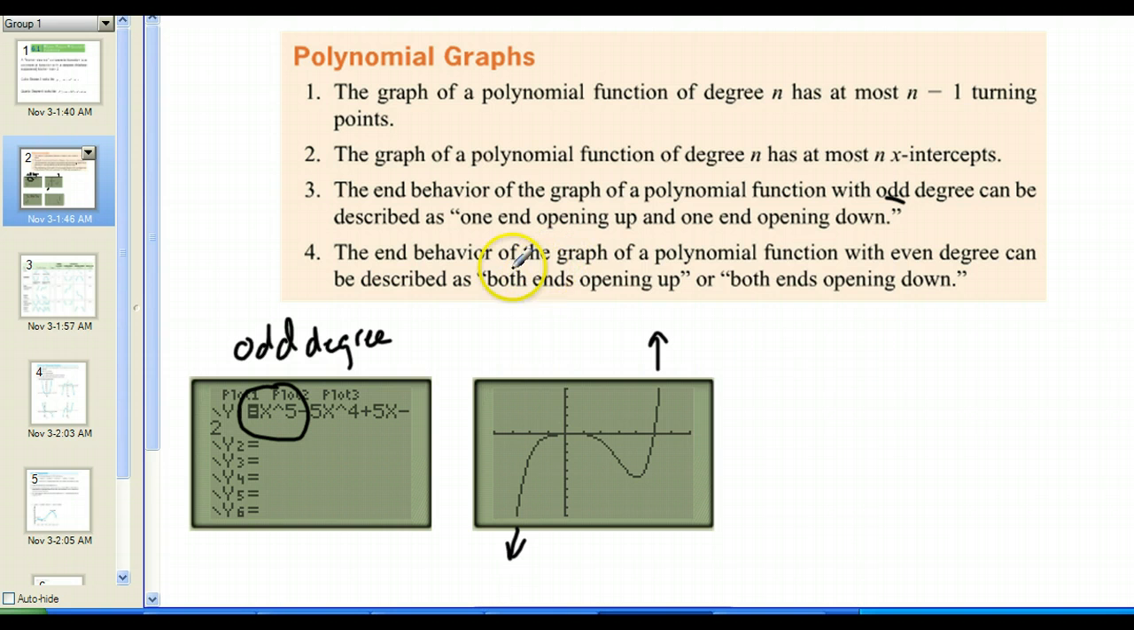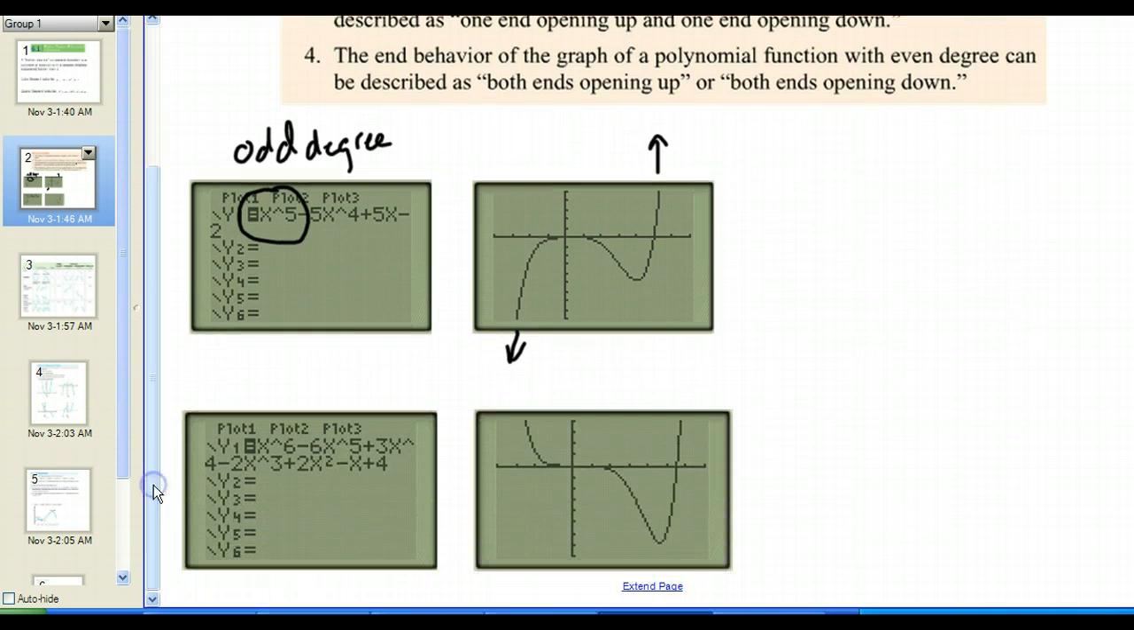Alright, and then even degree, it does the same thing on both ends. Opens up on both ends or opens down on both ends. So here's an even degree. And again, degree just means that highest exponent. So the highest exponent in this one was 6. The highest exponent up here was 5. So that's why this is even degree.